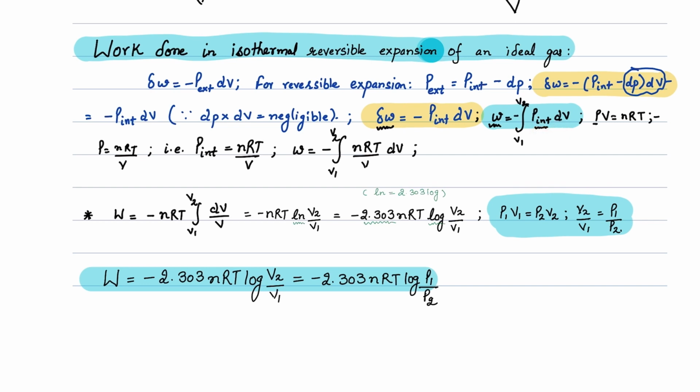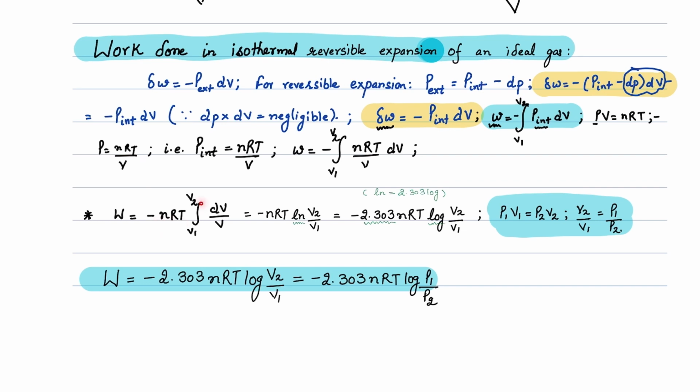So we know that for an ideal gas, from the ideal gas equation, PV is equal to nRT. So I can write that P is equal to nRT by V. So P internal is equal to nRT by V. I can replace this P internal in this equation. So work done will be equal to negative of the integration of nRT by V dV from V1 to V2.